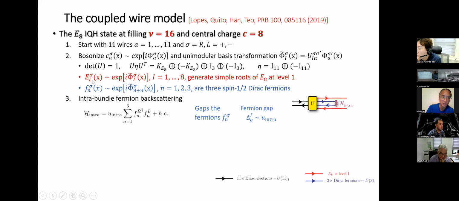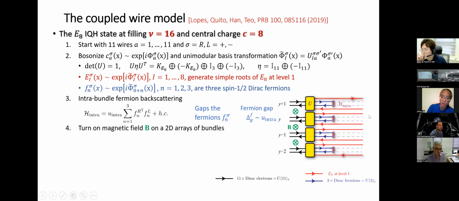So the E8 sector is given by these 8 bosons. So this e_I, where I runs from 1 to 8, each one of them is some integral combination of electrons. And in addition to these 8, there are 3 more fermions. But the fermions are not very important. We're going to just backscatter them in the model. So there's a left sector and a right sector. We're just going to backscatter these 3 additional fermions. So that will give us eventually the fermion gap in the model. So this intra-wire backscattering for the fermions is going to gap out all fermionic degrees of freedom.